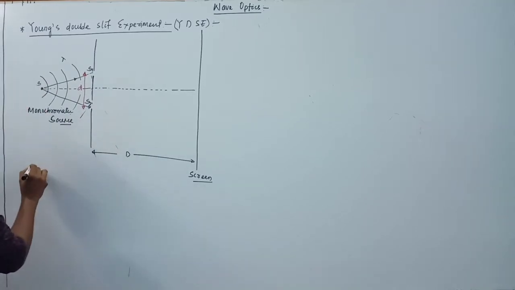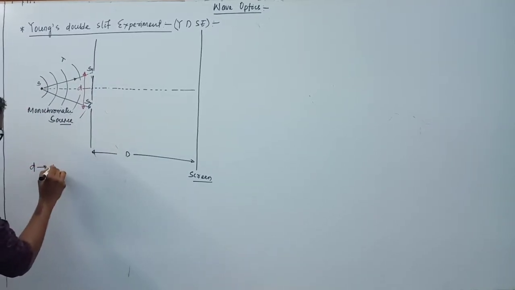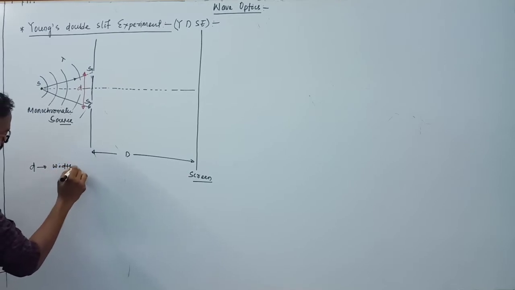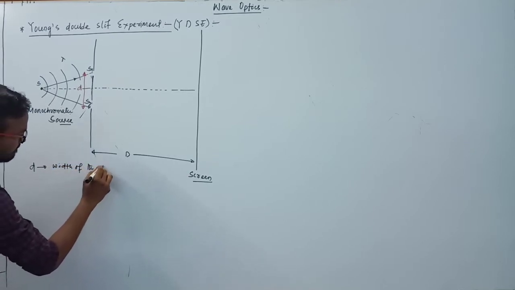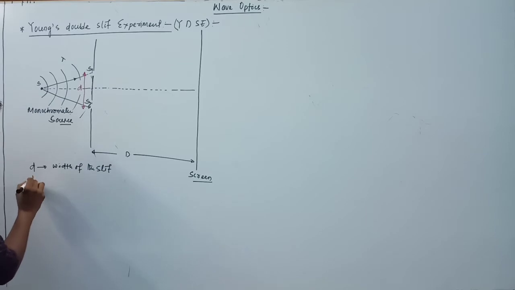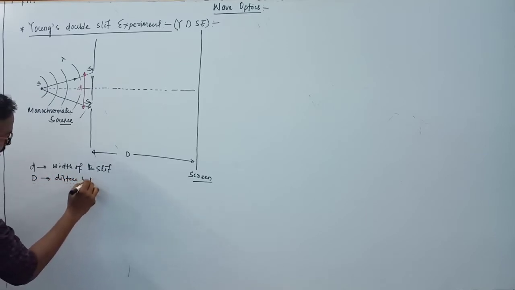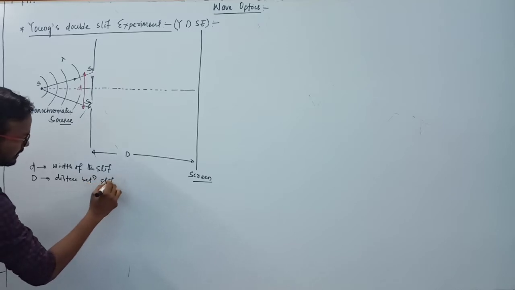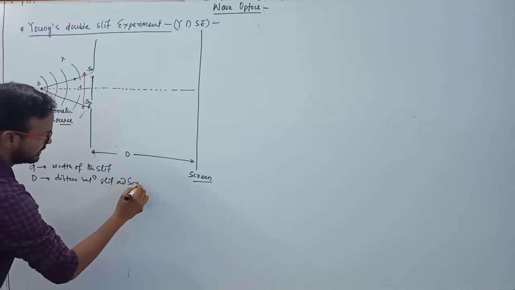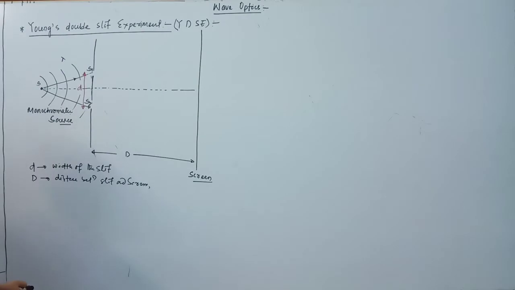So we can write here, what is small d? Width of the slit. What is capital D? Distance between slit and screen. Clear? Okay.